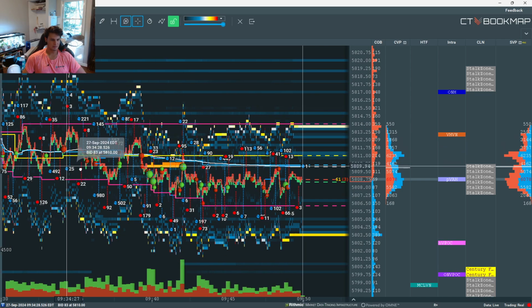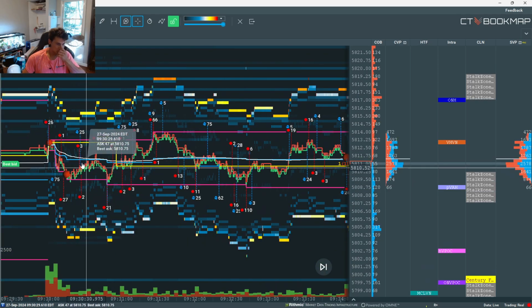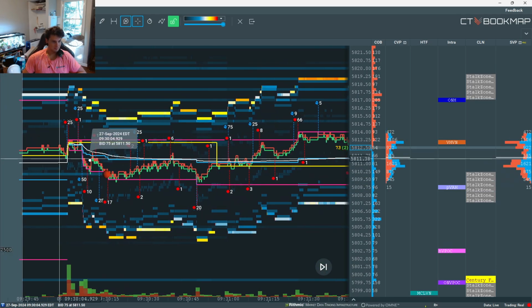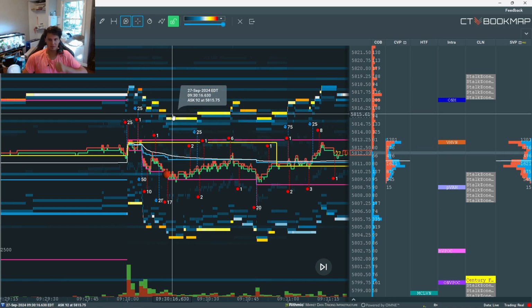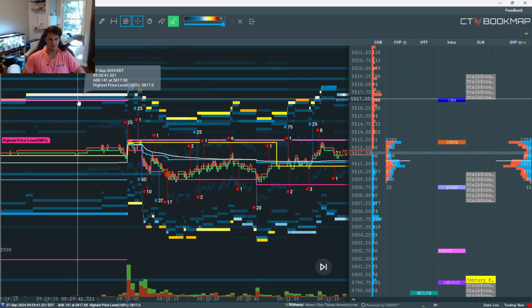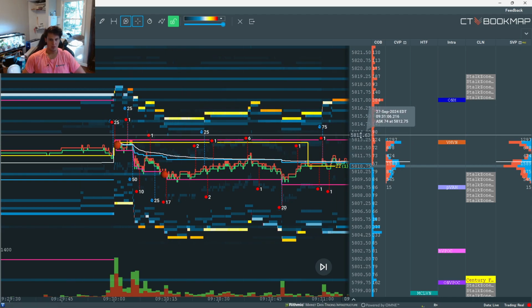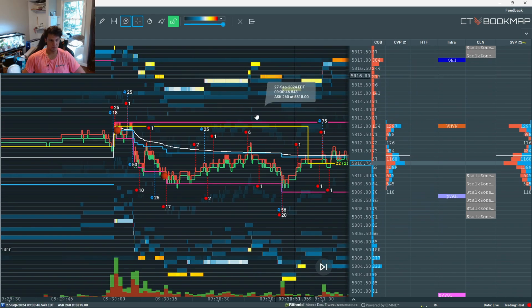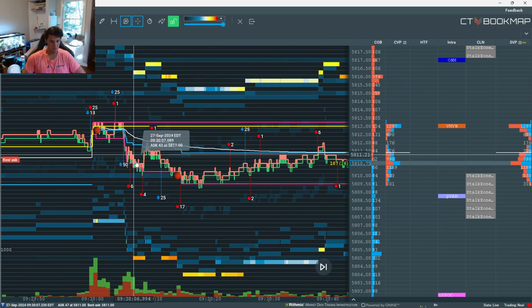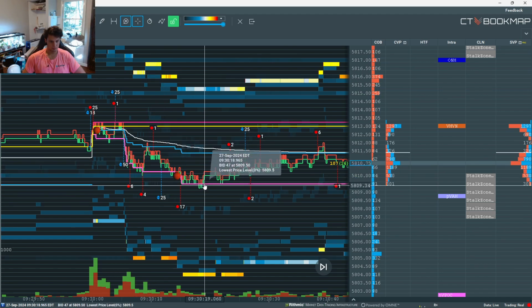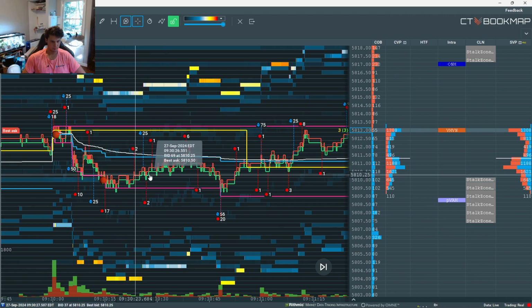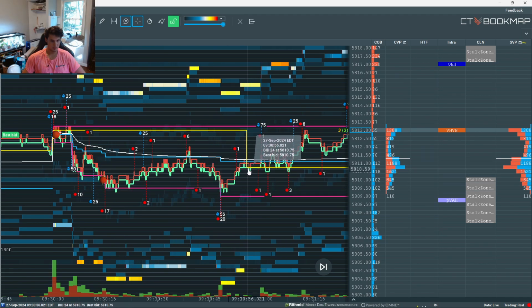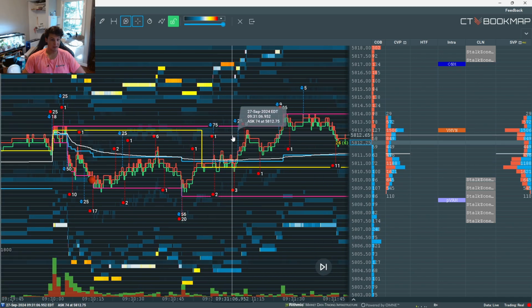Okay, so let's narrate the open here. We open up and we have the overnight high above. So we're looking to see if the market is going to open up and attempt for the overnight high. We see a swing low. Seller. Pick of the swing low. VPOC migration down.